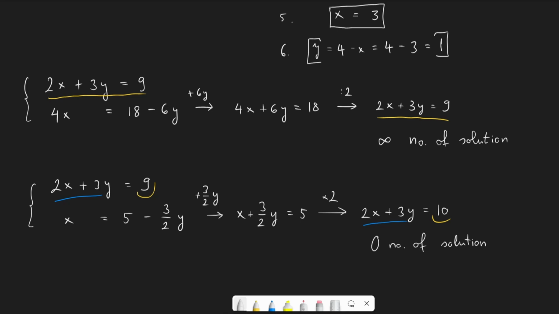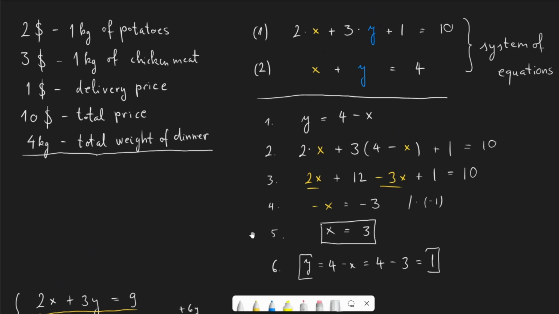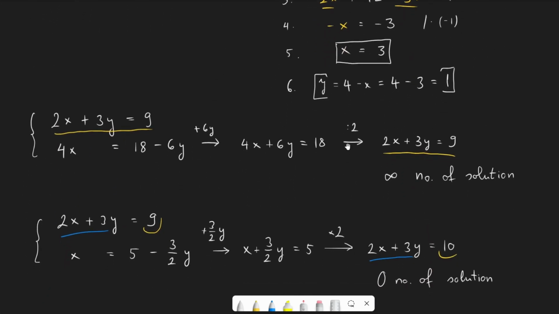All right, so in this video, we looked at our dinner example, where we had two equations and two variables, and we could calculate how many kilograms we should buy of potatoes and of chicken meat. And also we looked at two other systems of equations in which we have an infinite number of solutions and zero solutions. I hope you could understand the steps of how we solved the system of equations, and in the next video we will solve another system of equations.